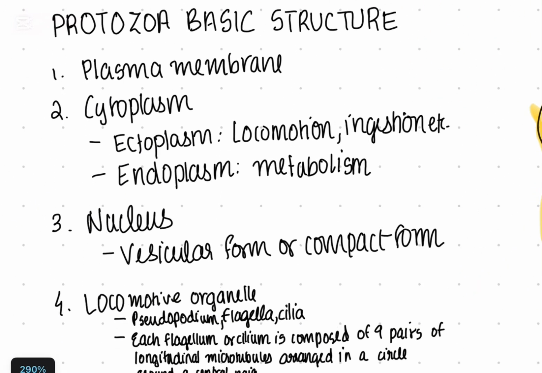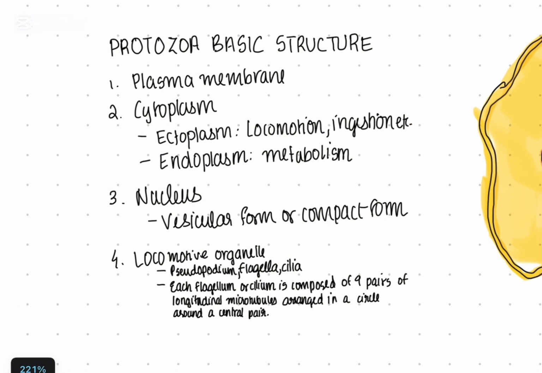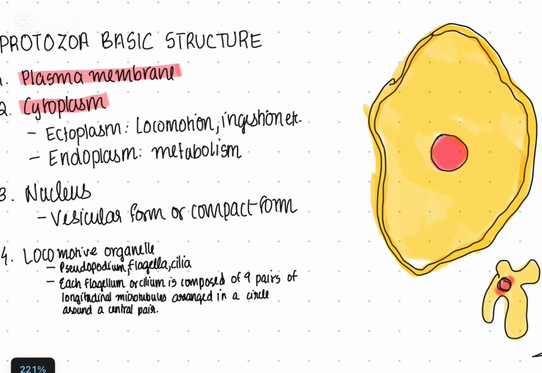The basic structures of all protozoans, like a normal eukaryotic cell, include a plasma membrane and a cytoplasm, which can be divided into an ectoplasm and an endoplasm. The ectoplasm is the one which is outside. I'm sorry, I highlighted the one which is inside. The ectoplasm is the one lying outside on this side, and it helps basically in locomotion, ingestion, etc. The endoplasm is where the metabolism happens. That's the yellow area inside. The nucleus can be in vesicular form or in compact form.